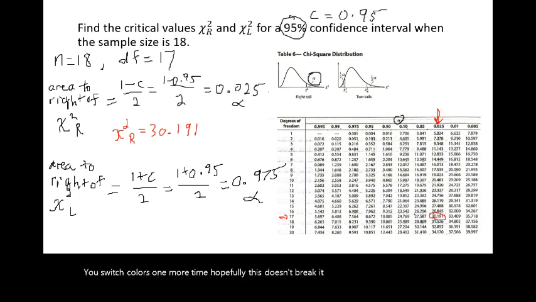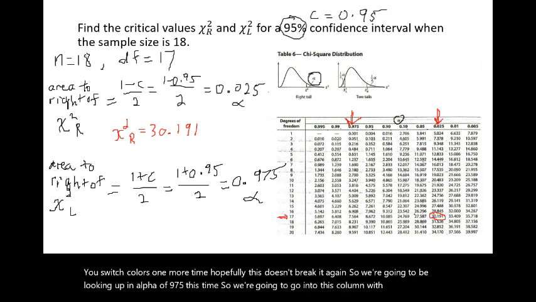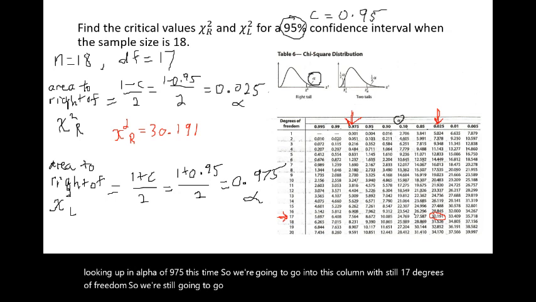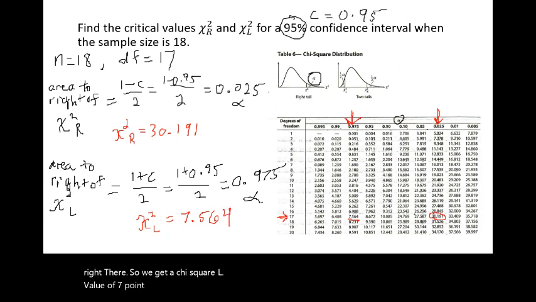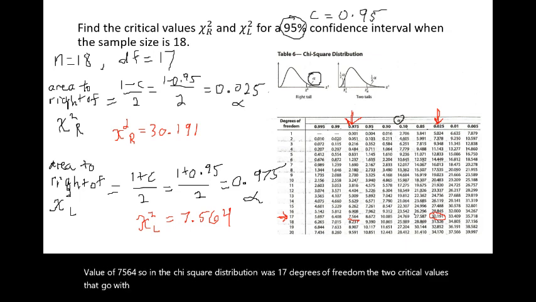So we're going to be looking up an alpha of 0.975 this time. We go into this column with still 17 degrees of freedom. We still go down to this row, and where they meet in the middle is right there. So we get a chi-square L value of 7.564. So in the chi-square distribution with 17 degrees of freedom, the two critical values that go with a 95% level of confidence are a chi-square R of 30.191 and a chi-square L of 7.564.